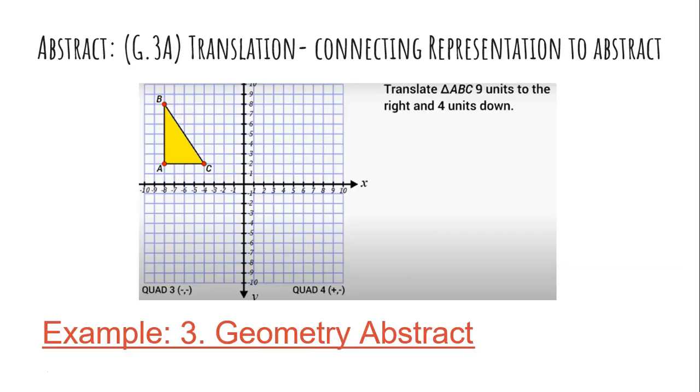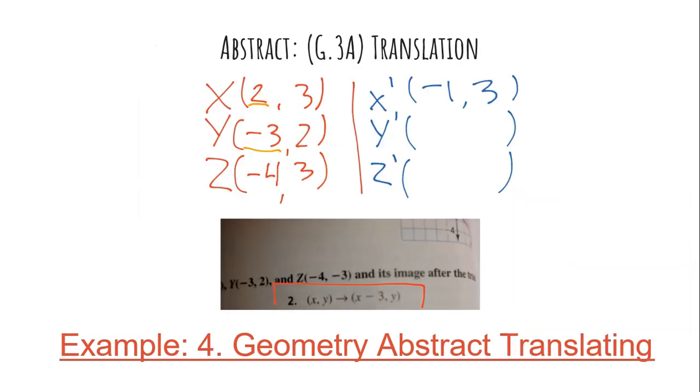Here we can connect the representational model to the abstract model. Pause now to view example 3, Geometry Abstract. In our final example, we don't have a coordinate plane, yet can still do translations using the abstract model. Pause now to view example 4, Geometry Abstract Translating.